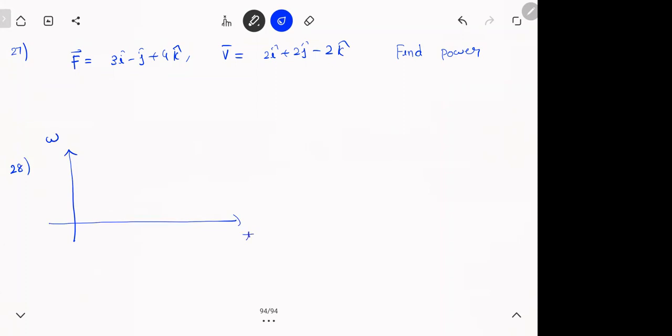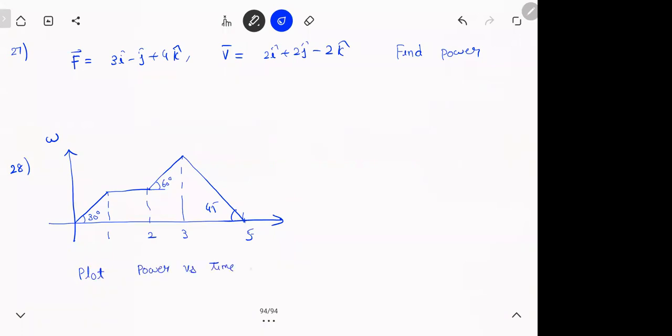We have work and time. This is 30 degrees. This is 1, this is 2. This is 60, this is 45. This is 3, and this is 5. So this is a work-time graph. So plot the power versus time graph. Someone gave you force and velocity, and they give you W. Two different questions.